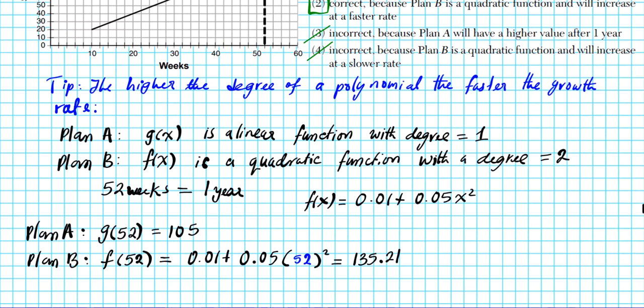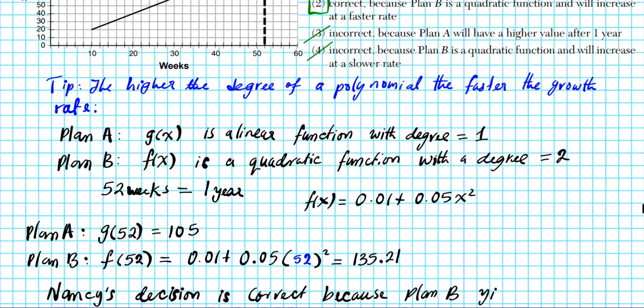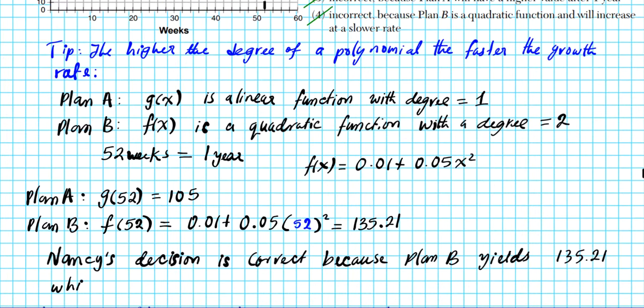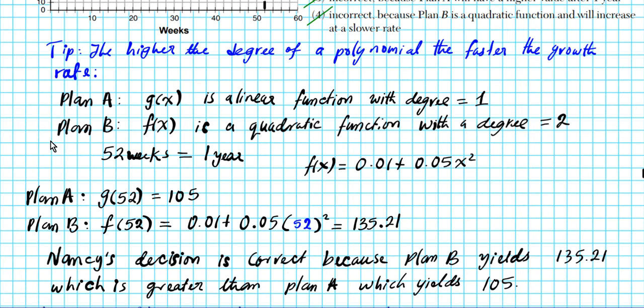Let's write down a statement real quick. Nancy's decision is correct because plan B yields 135.21, which is greater than plan A, which yields just $105. So her decision is correct.